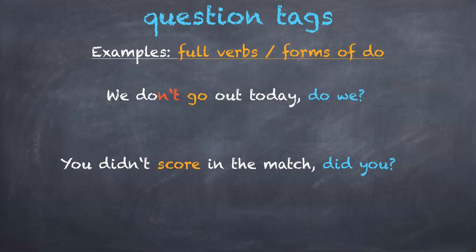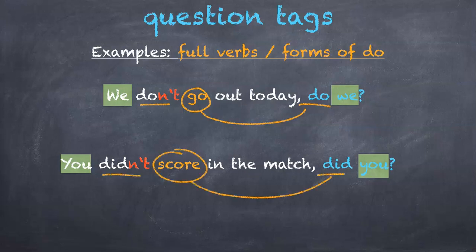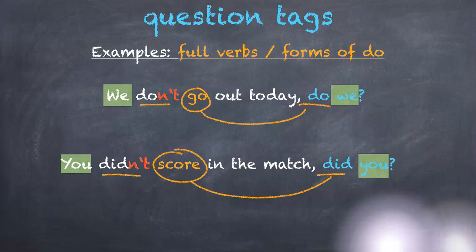You didn't score in the match, did you? Again, didn't score is negative, so you have to use a positive question tag. You use the same pronouns, remember, don't forget that. And because go is a full verb, you use do, and didn't score is a full verb too, so you use did.